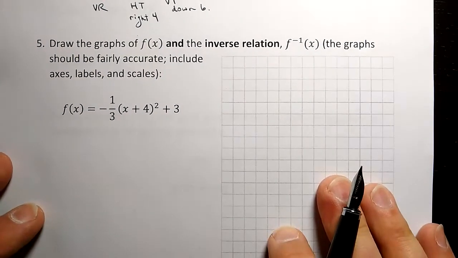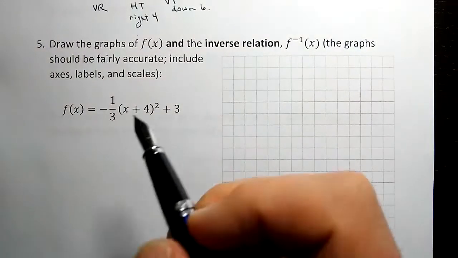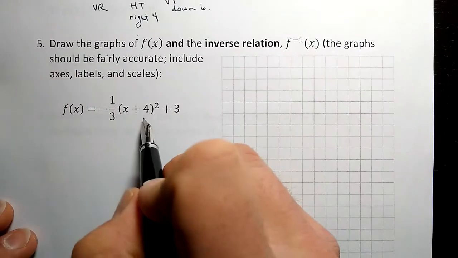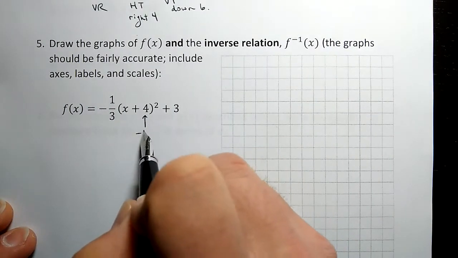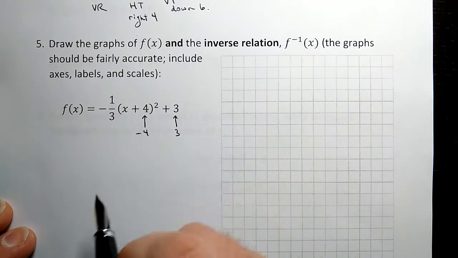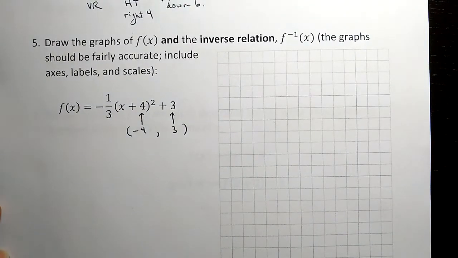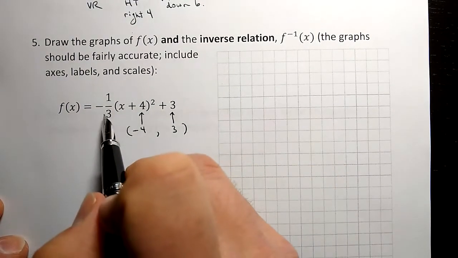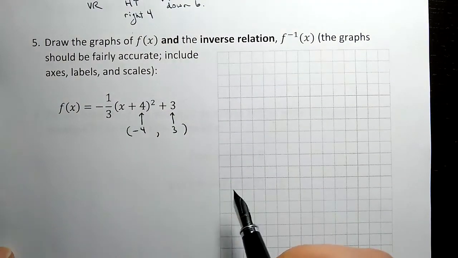Okay, let's draw a graph of this function f of x and its inverse. Now let's just analyze this a little bit. Here we have negative 4 is the h value, and positive 3 is the k value. So that gives us the vertex, negative 4, positive 3. I see that it opens down because of this negative sign, and it's been compressed vertically.